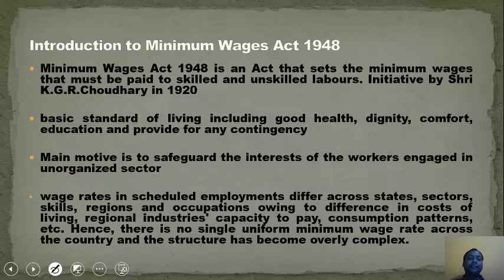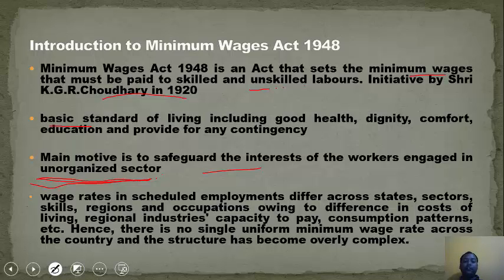Now coming to Minimum Wages Act 1948, it is an initiative taken by Sri K.G.R. Chaudhary way back in 1920. This is an act that sets the minimum wages that must be paid to skilled and unskilled laborers. The wage should be such that it provides basic standard of living, including good health, dignity, comfort, education, and provide for any contingency. The main motive is to safeguard the interest of the workers engaged in unorganized sector, because they are the most exploited persons.